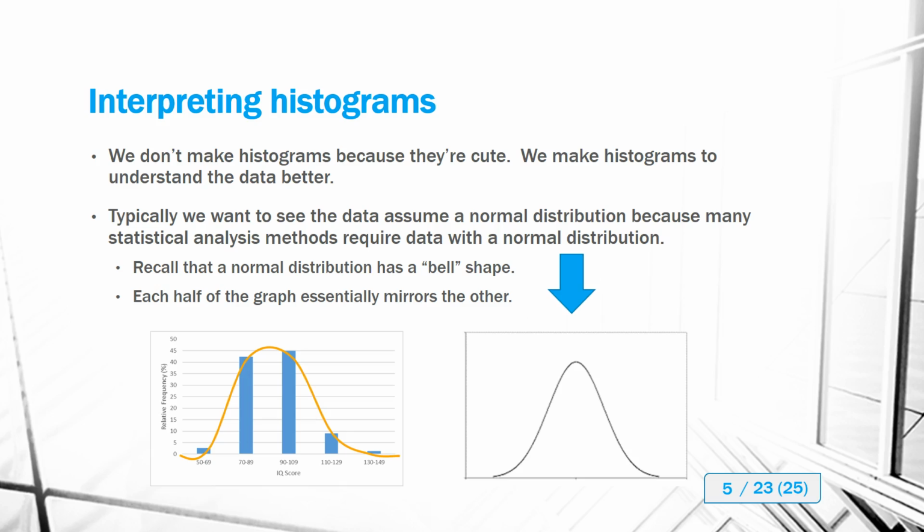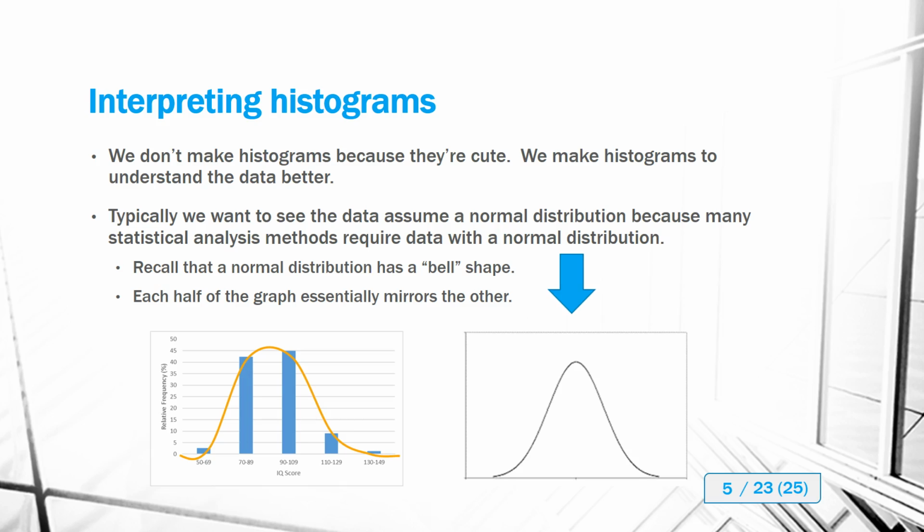We're not making these because they're cute, okay? We want to understand the data better, and that's what a histogram enables us to do. Typically, in looking at the shape of the distribution, we want to see the data assume what's called a normal distribution, okay? There are many statistical analysis methods that require data to have a normal distribution. So in order to use these tools that are in our toolbox, we first have to ascertain, is the data normally distributed?